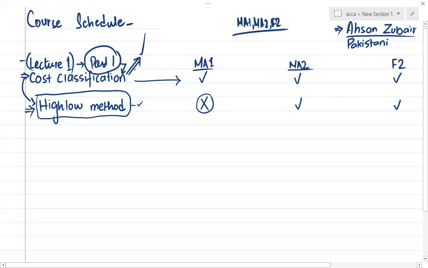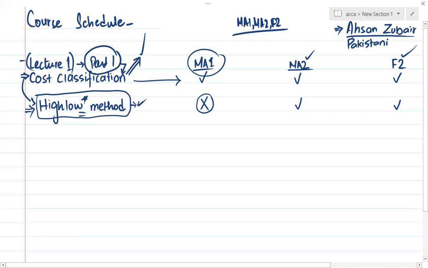Before each lecture, I will discuss the course schedule on this page, so that you can easily judge how much of the course you have done and that you are going through it correctly. If a student of MA1 studies the high-low method, it wouldn't be okay for him, because he is wasting time studying an MA2 or F2 topic when he wants to sit the MA1 exam. So the cost classification lecture is eligible for each subject, but when I start the high-low method, I will again mention that it's only relevant to MA2 and F2. MA1 students are not supposed to do that.